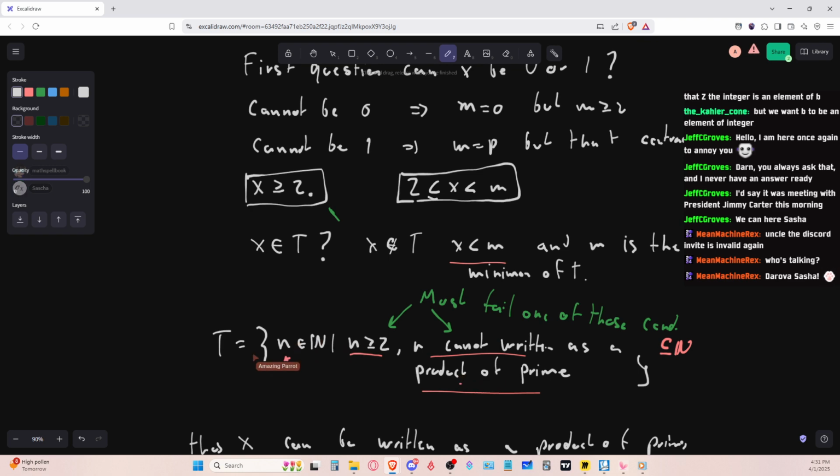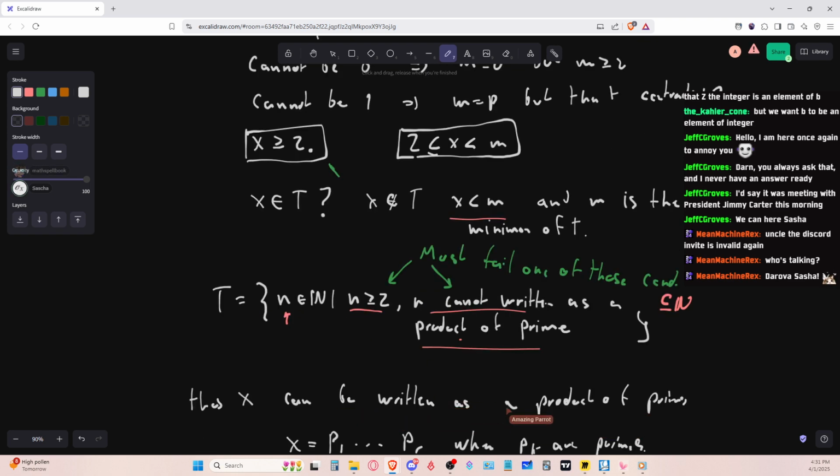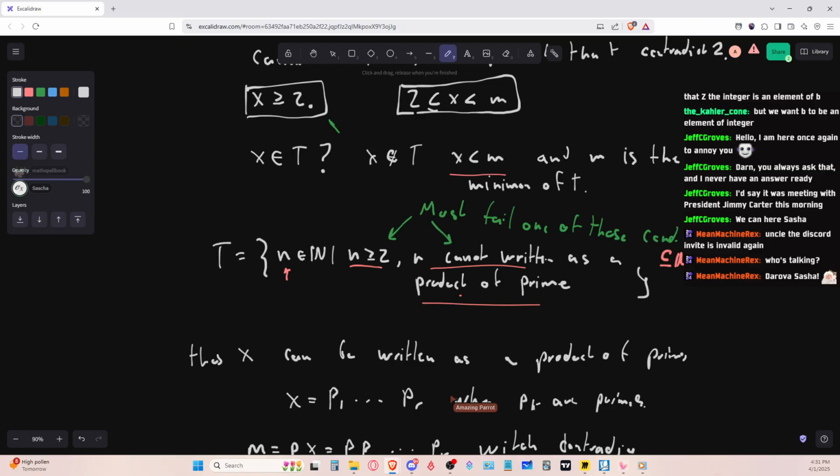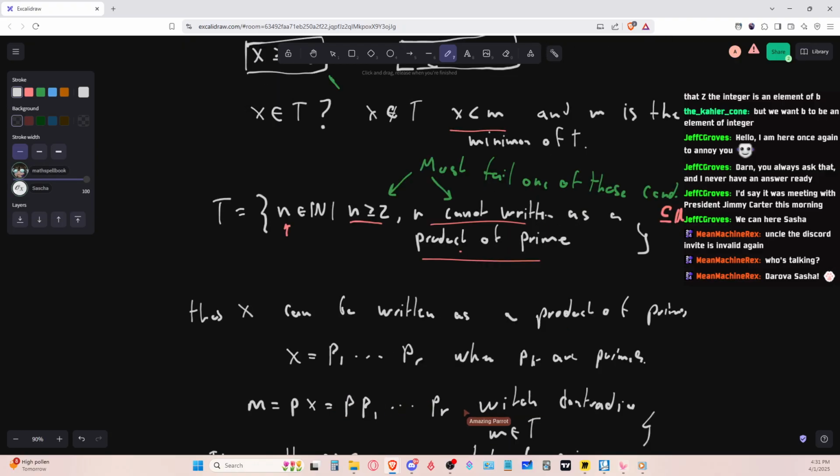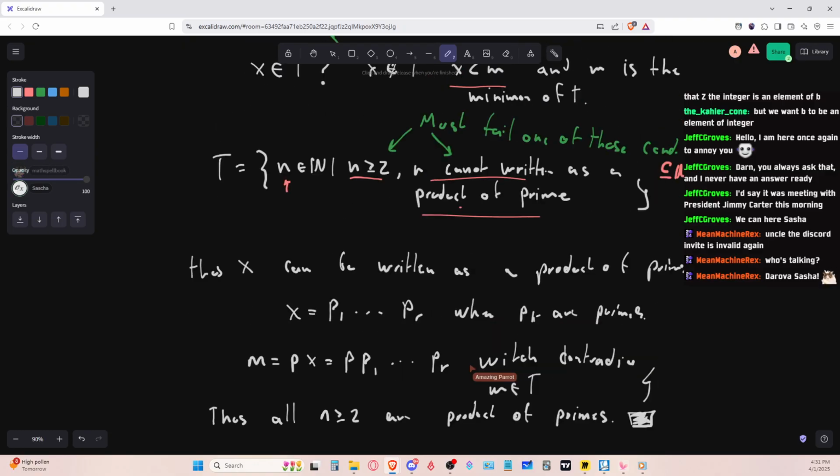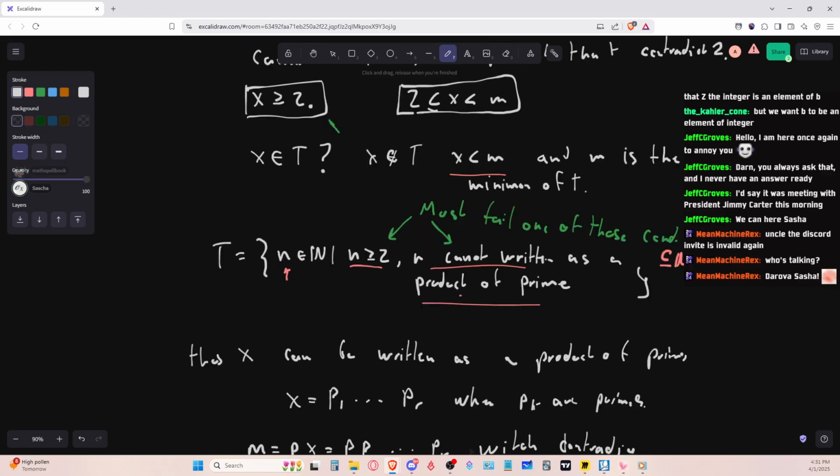And we say, well, if X is not inside of T, it has to be written as a product of primes, and then we simply conclude. We didn't have to worry about it seeming like an issue that X is a divisor of M and also not inside of T. You know what I mean?